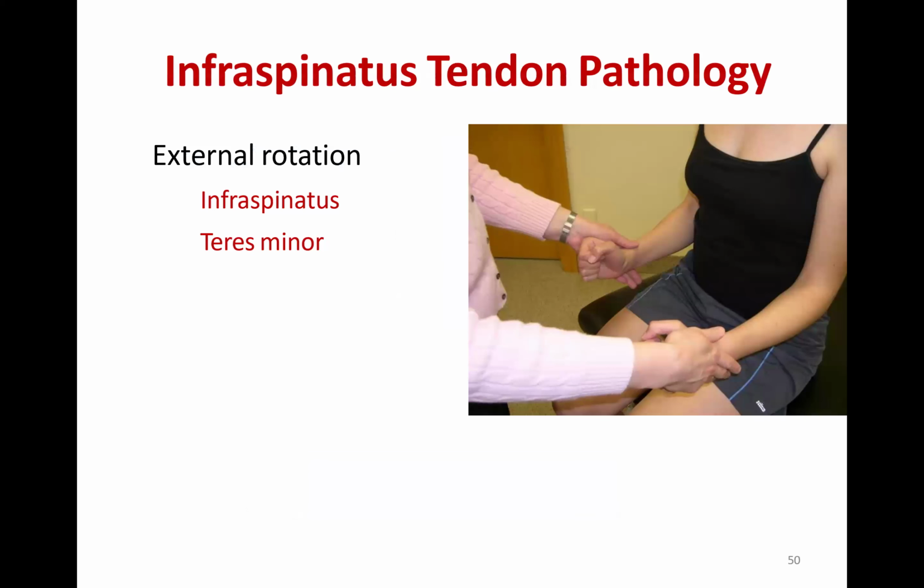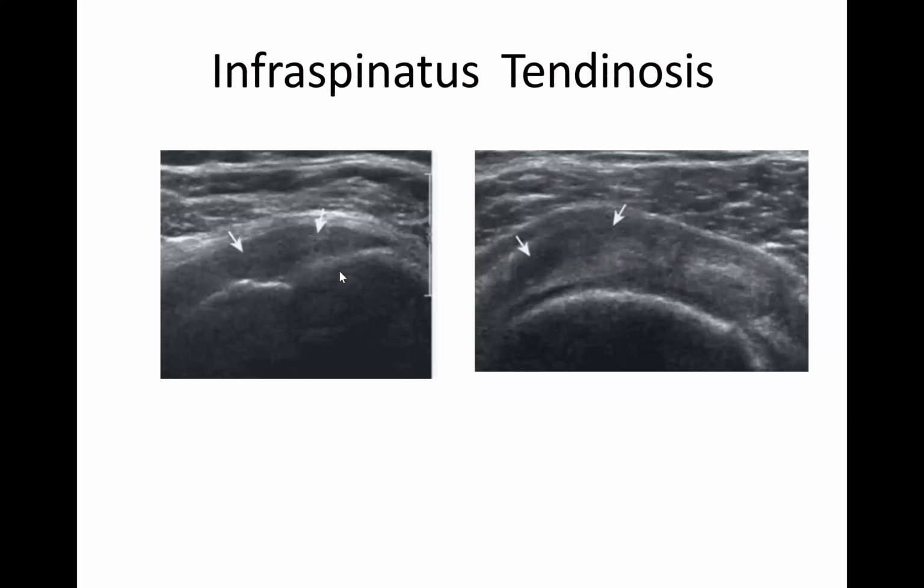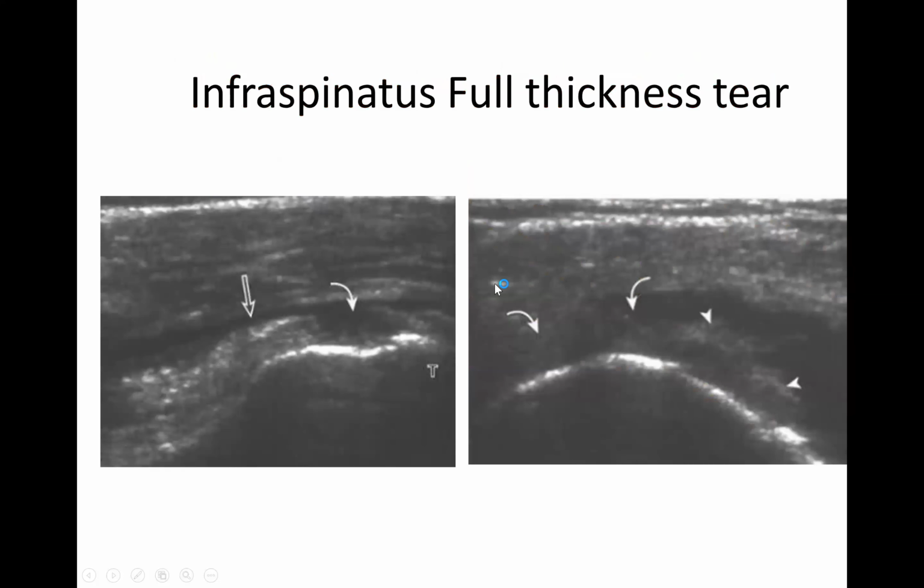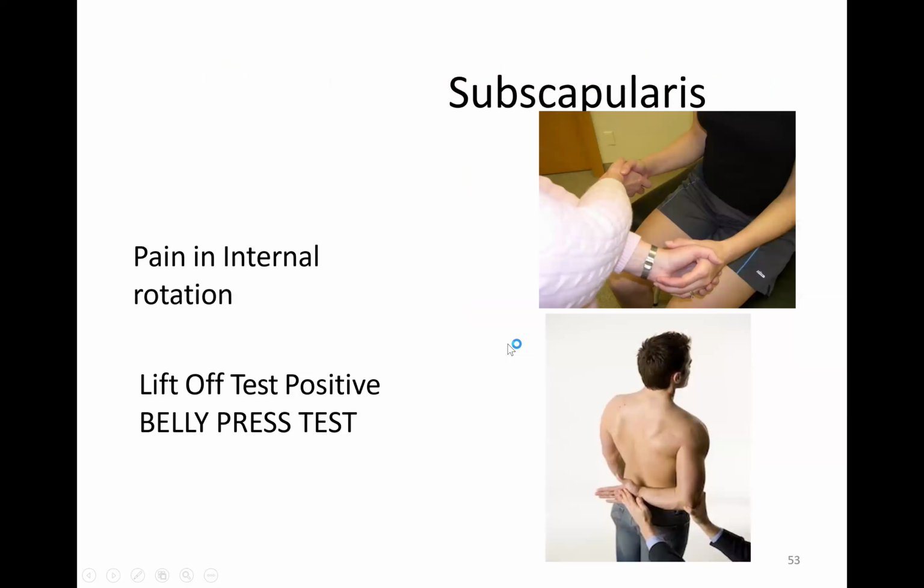Then for infraspinatus and teres minor, these are the external rotators. So we examine the patient, look for the external rotation, whether it's weak or painful. And infraspinatus tendon, again, the tendinosis. We can see the area of the tendinosis or the infraspinatus full thickness tear. They can be evaluated with the ultrasound.